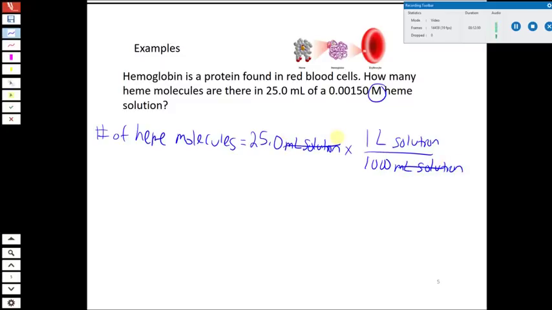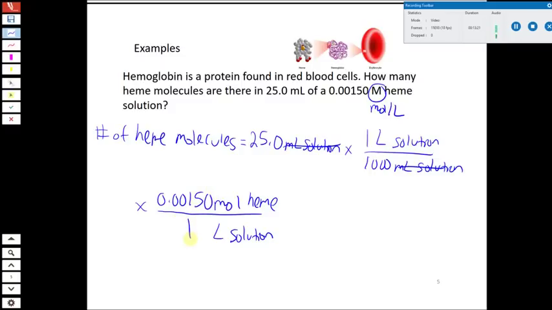And then once we have liters of solution, this is where molarity is very often going to be used as a conversion factor, because again, this big capital M here means moles per liter. So if we want to find out the number of moles of solute that we have, moles in the numerator, in this case the solute is heme or hemoglobin, and we have liters of solution in the denominator, that's going to be written as the molarity, 0.00150 moles of solute for every 1 liter of solution. That's what that is indicating for us with the capital M there. So we use this as a ratio, as a conversion factor.